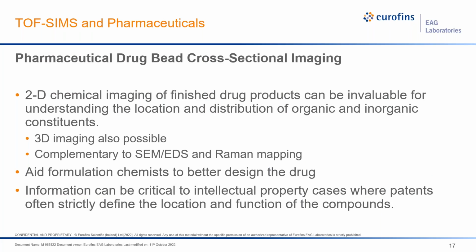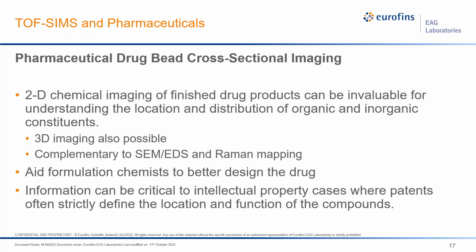We like to highlight the surface analysis capabilities of these techniques, but they're not limited to just the surface. Cross-sectioning samples allows for compositional measurements of the bulk. 2D chemical imaging of finished drug products can be invaluable for understanding the location and distribution of organic and inorganic constituents. We often do this with SEM or EDS Raman mapping. They're very complementary techniques.